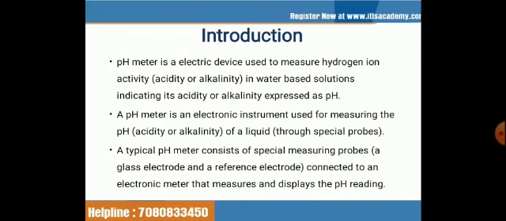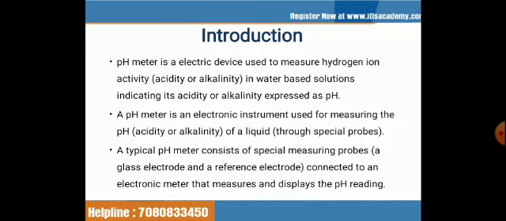Okay, let's now see the introduction of the pH meter. A pH meter is an electric device used to measure hydrogen ion activity, acidity or alkalinity in water based solution, indicating its acidity or alkalinity expressed as the pH value. A pH meter is an electronic instrument used for measuring the pH of a liquid. The liquid can be of any material. It does not mean that we always have to check the pH of water.